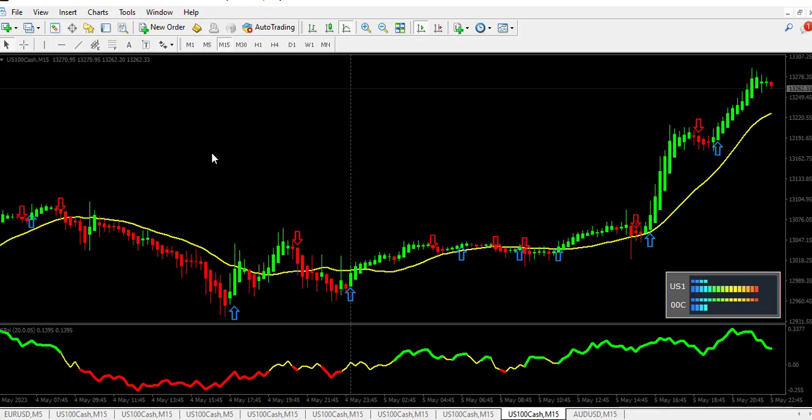Till I come your way again, remember that this particular strategy is meant for MetaTrader 4 and not MetaTrader 5.